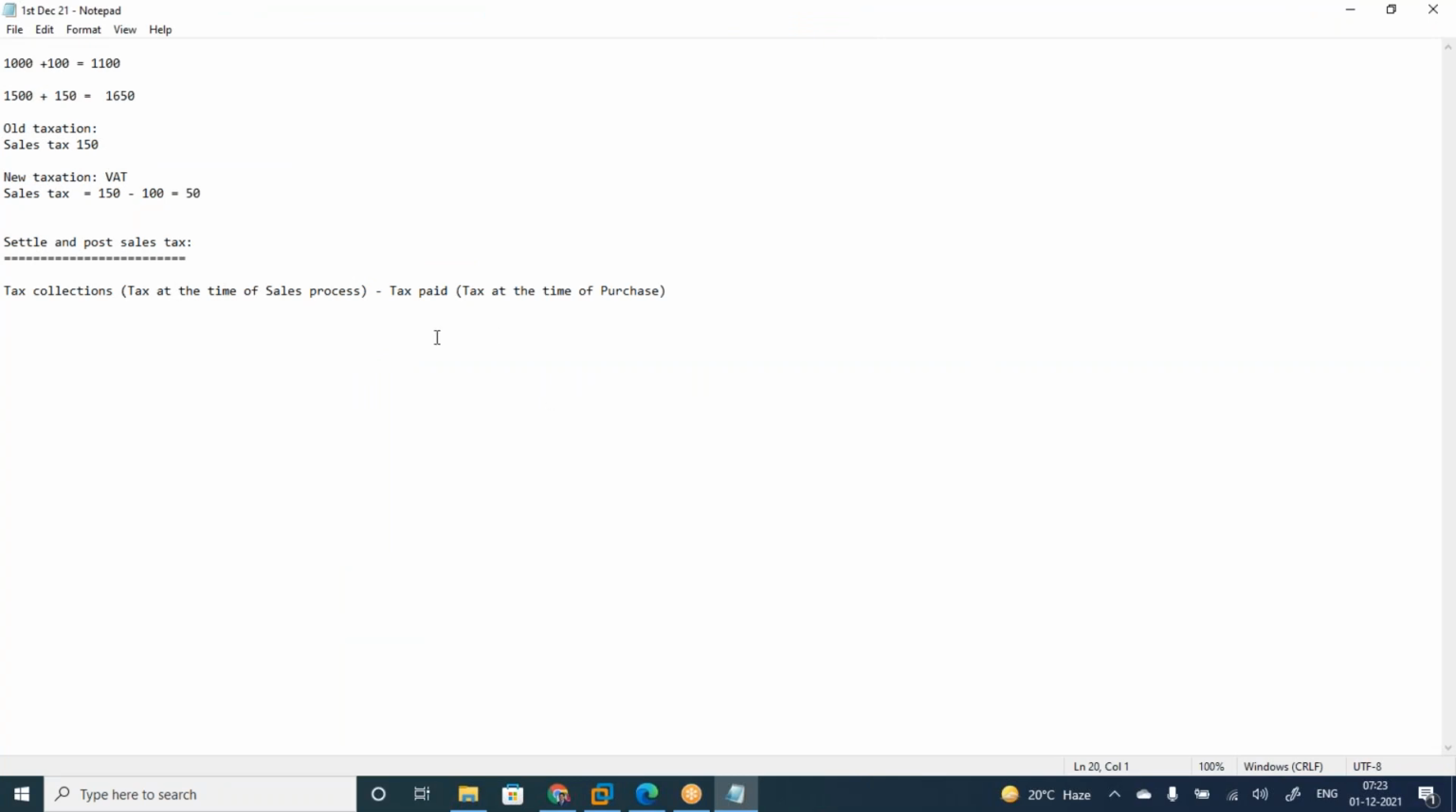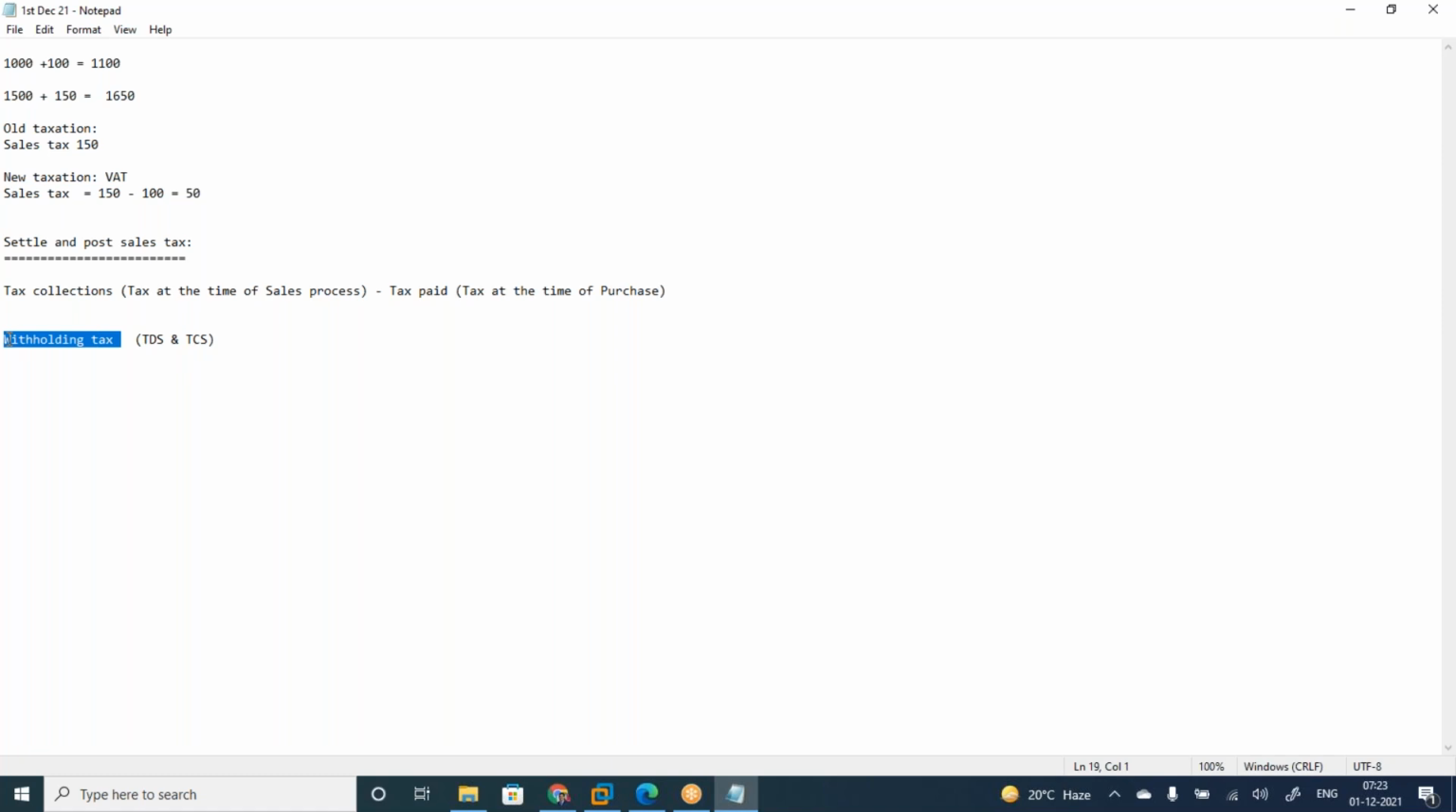This is about taxation. Next one is withholding tax. In India it is called TDS and TCS. Across the globe, it is called withholding tax.